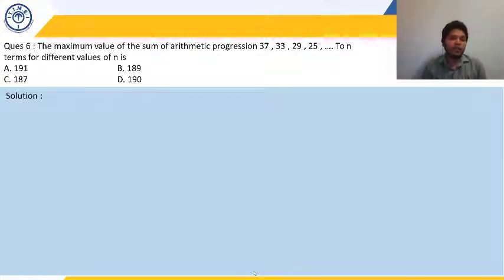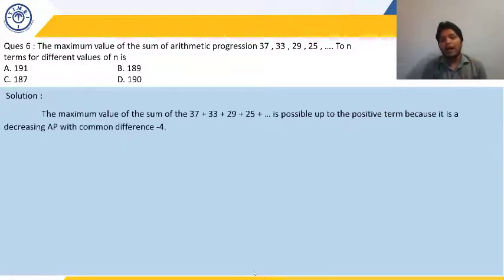What if n is equal to 3? The sum is going to be 37 plus 33 plus 29, because there would be 3 terms in the series. So this is a decreasing AP. Why is this a decreasing AP? Because the common difference is negative. It is a decreasing AP, so it will go beyond 0 also. So it will become negative also.